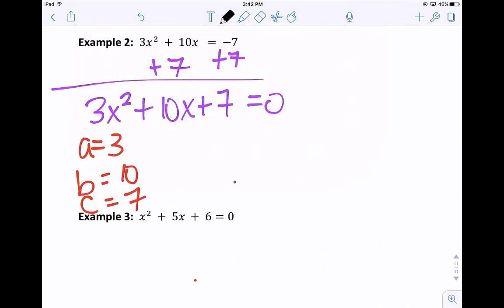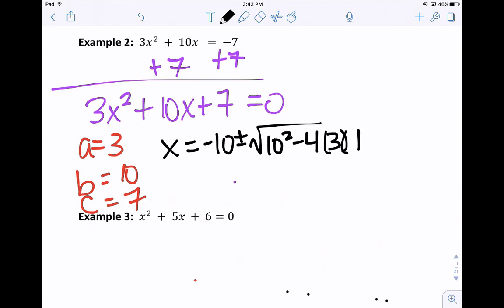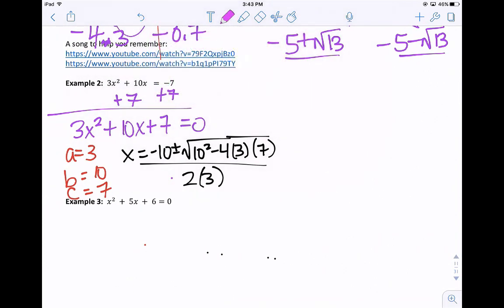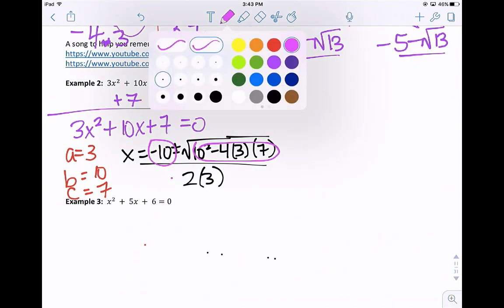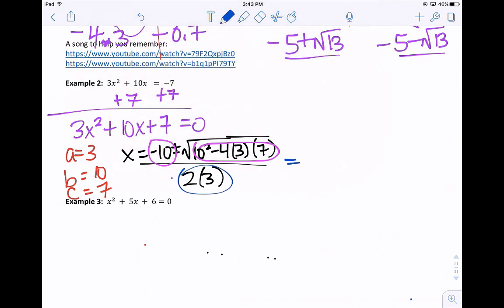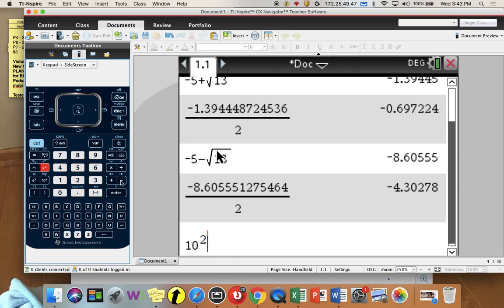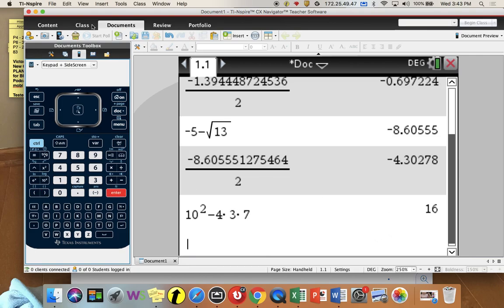All right, so remember the song, x equals opposite b plus or minus the square root of b squared minus 4ac all over 2a. So here's what it looks like. I want you to figure out these three parts separately. So you have the negative 10, you have this thing under the radical called the discriminant, and you have this number on the bottom. All right, so we get negative 10 plus or minus the square root. You can type that part into your calculator, 10 squared, which is 100, minus 4 times 3 times 7. All right, and you're going to get 16.